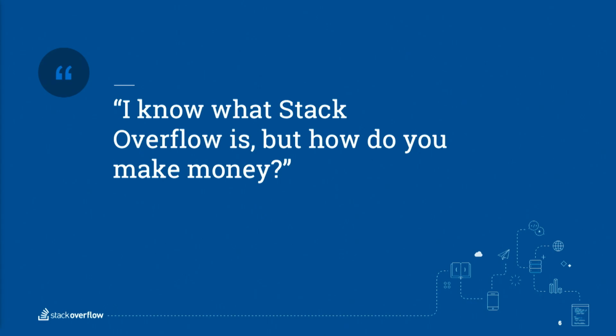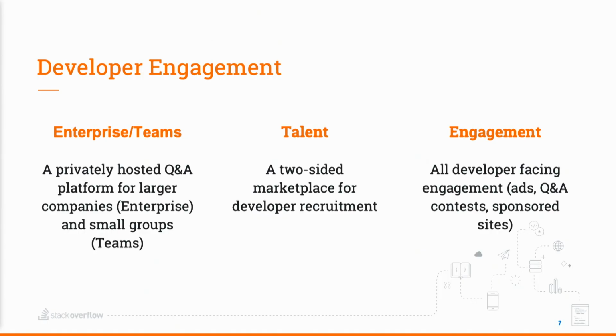Now, if you already knew what Stack Overflow was, I get this question a lot: how do you make money? So we have three main business units that are all circled around developer engagement. The first is Stack Overflow for Enterprise and Stack Overflow for Teams, which is essentially a privately hosted version of Stack Overflow for companies. Sometimes companies have developers who can't ask their questions and answers publicly, and they still need to figure out how to get their daily jobs done. So they have a private version of Stack Overflow. Enterprise is for the larger corporations, and Teams is for startups and small groups.